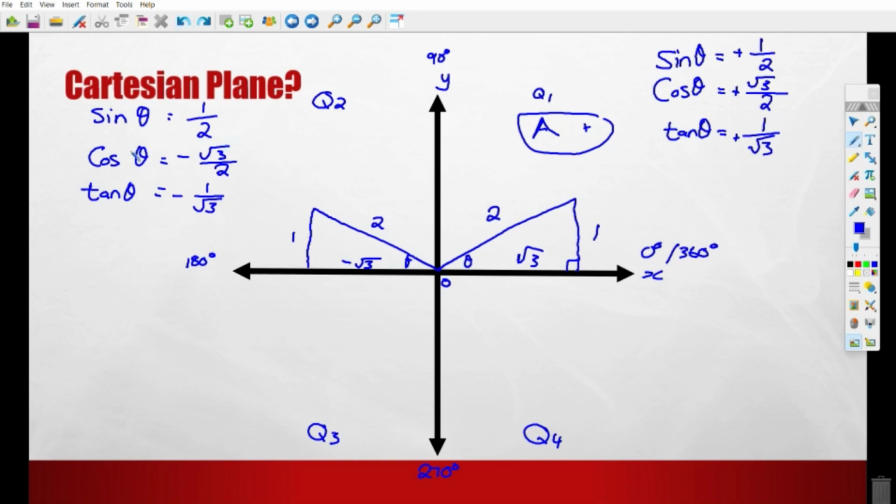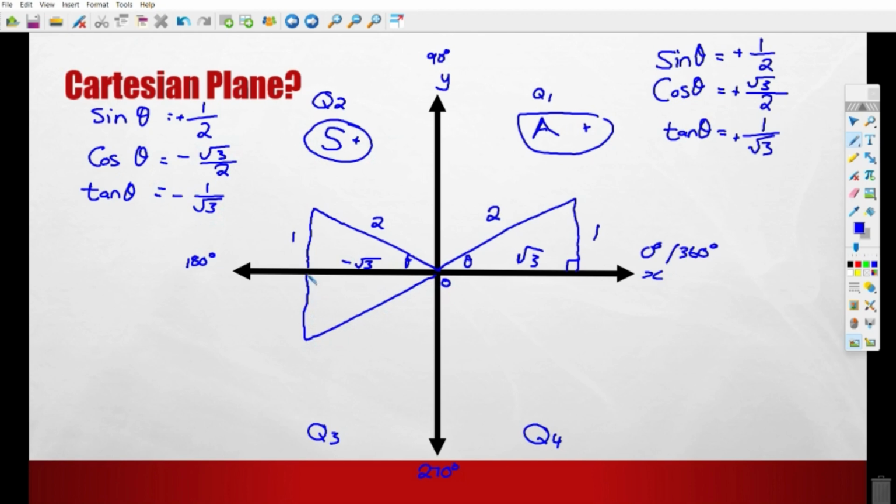Now if I look at these ratios, I see that sine is positive, cos is negative and tan is negative. So which is the only ratio that is positive here in quadrant 2? Only sine is positive. Cos and tan are both negative. It's important to note, you'll see why later.